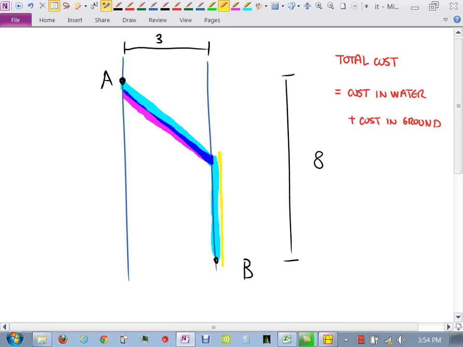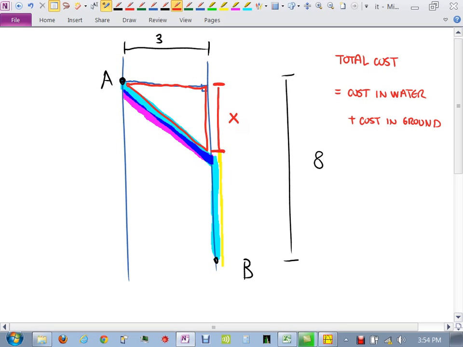But the lengths, I don't know the lengths because I don't know where to go, right? Like I don't know where to aim it. So I'm going to come up with arbitrary numbers here. I'm going to create a little right triangle here. So my triangle looks like this. And I'm going to call the distance from here to here x.